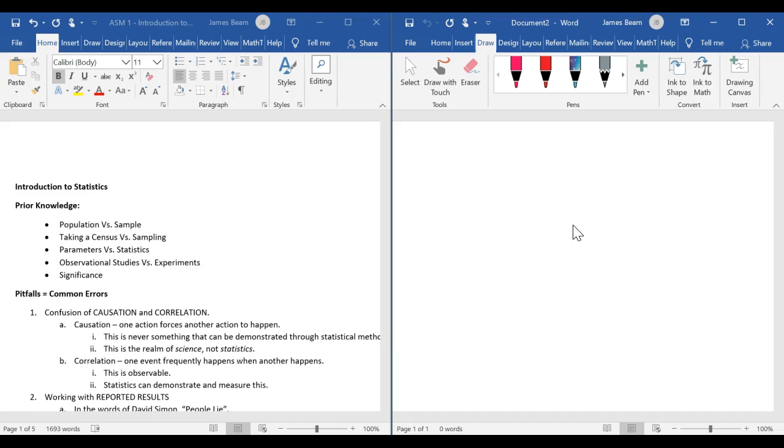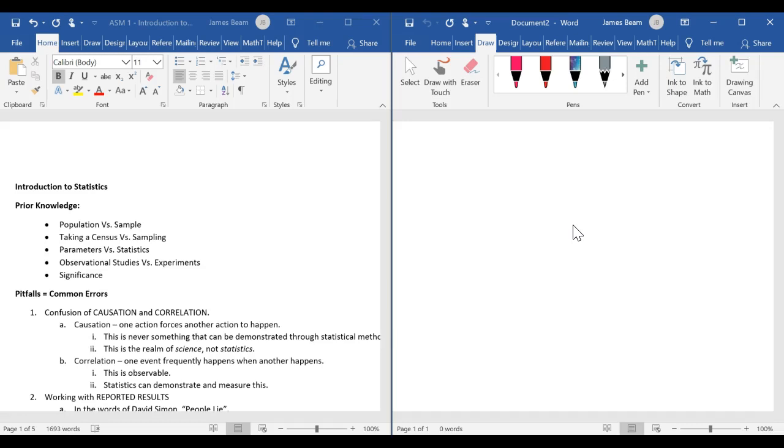A parameter is a number or a measurement about the whole population, and a statistic is a number or a measurement about part of it. Observational studies are when we gain information about a sample or a population without introducing anything into that sample or population. So we don't do anything with them, we just collect data about them.